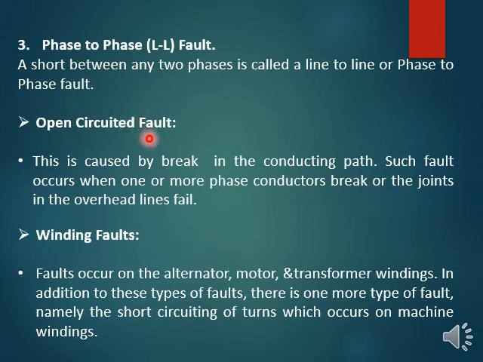Open circuit fault. This is caused by a break in the connecting path. Such a fault occurs when one or more phase conductors break or the joints in the overhead line fail. Winding faults. These are faults that occur in alternator, motor and transformer windings. In addition to these types of faults, there is one more type of fault, namely the short circuiting of turns, which occurs on a machine winding.